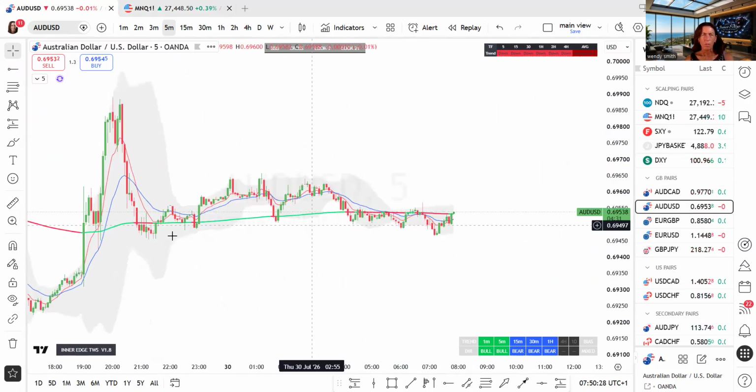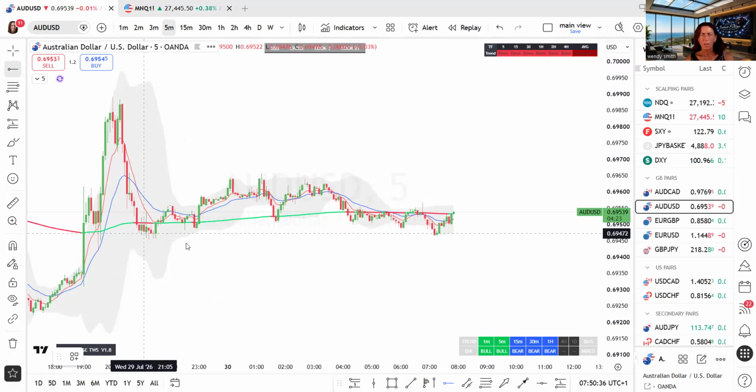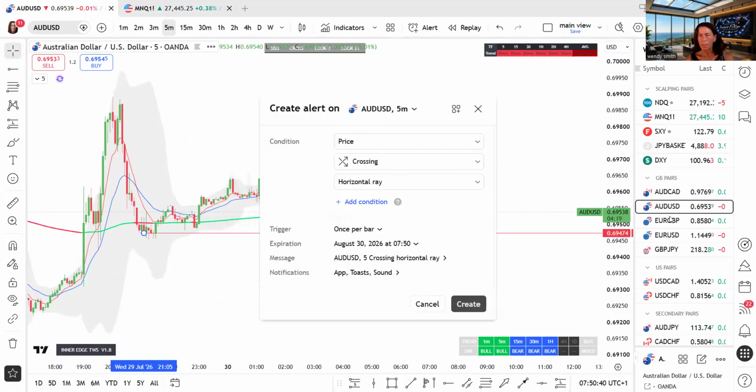AU's doing the same thing. Look, got a load of lows over here, pretty much level with these. So same thing for me on this pair. Just going to whack an alarm on that when that goes through that.